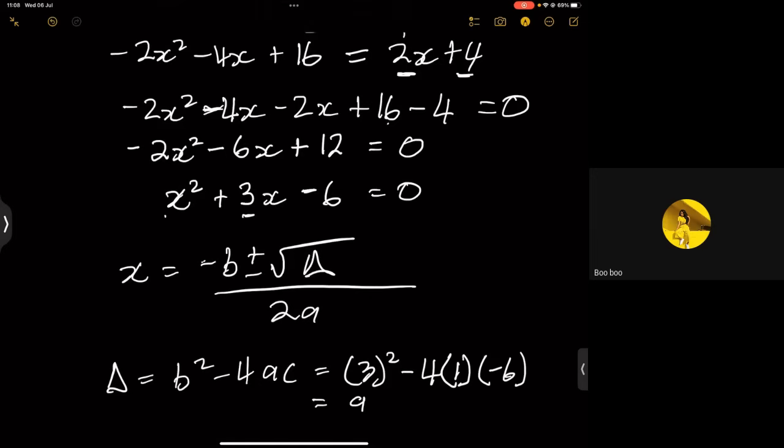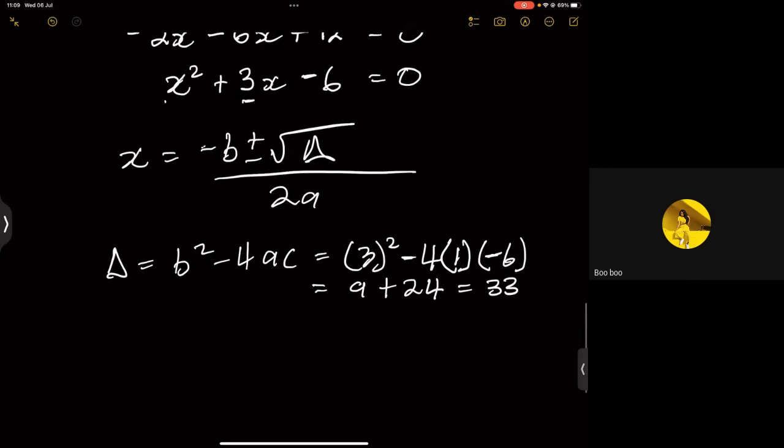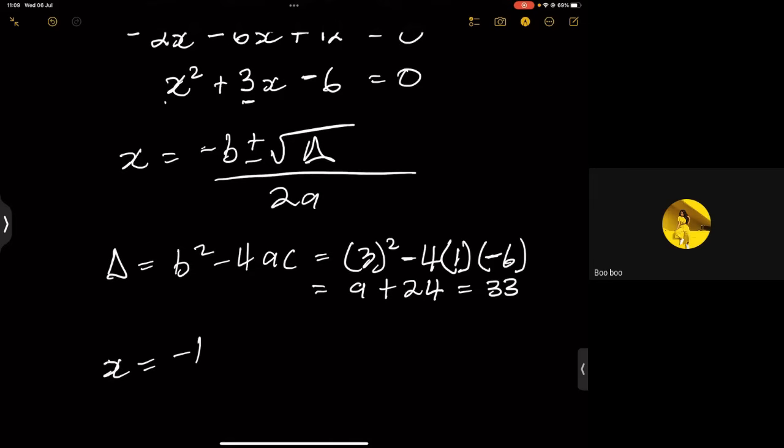So now you've got 9, and minus 4 times minus 6 is positive 24, times 1, so that's plus 24. As a result, we've got 33 as our value under the square root. Please note, now I'm going to say this is minus b plus or minus the square root of delta over 2a.